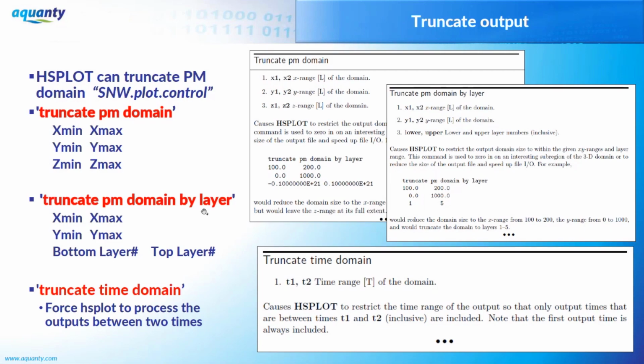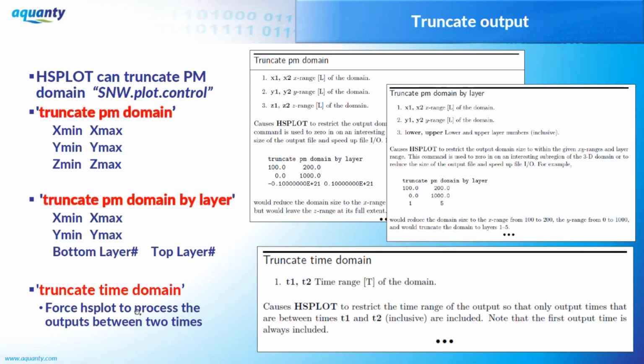You can truncate by layer. So you give it x and y, min and max, and you give it your bottom layer and top layer, and it's only going to create a file for this area. Or you can truncate the time domain. You can give it a starting time and an end time, and it will only give you output for this period.